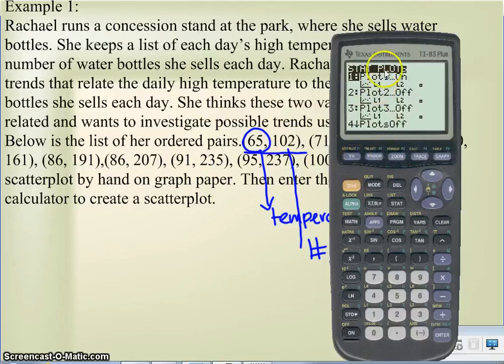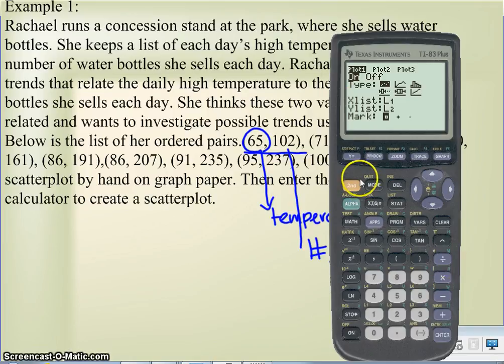And you can see here where I've got plot 1 is on. You need to make sure that yours is on. And so in order to do that, you see that the 1 is highlighted here. You're just going to hit enter. And you can see that when you hit enter, it moves from off to on. So you're going to toggle where it's flashing on the on and hit enter. And then you're going to go ahead and go over to your window next.